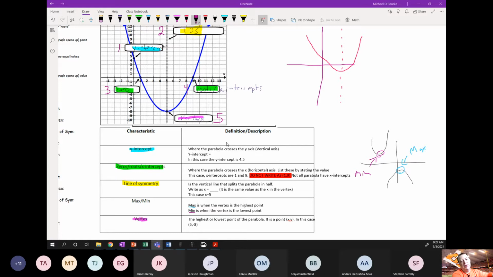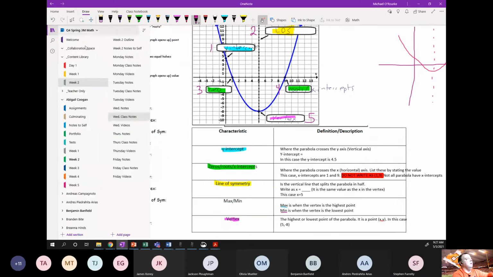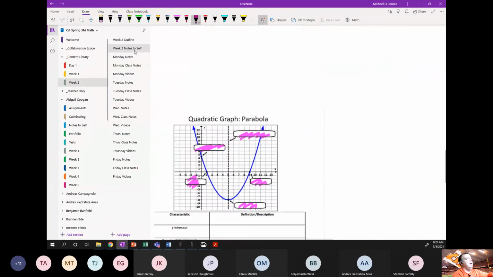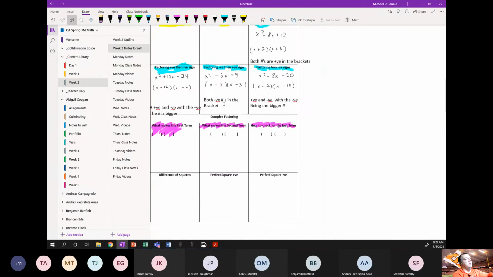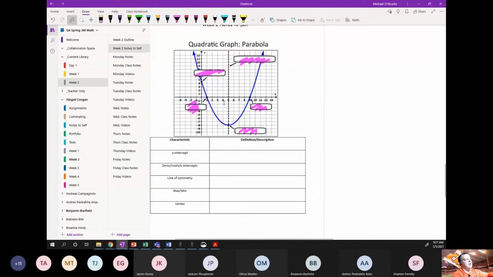Okay, am I good to go, or does someone need more time? Press T in chat if you want some more time to write this down. Do we just put this one in the notes to self? This one here is the exact same as the last page of your notes to self for this week. Okay, so we just kind of filled in that check.